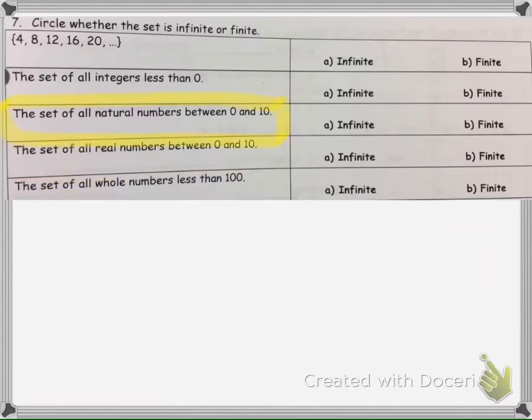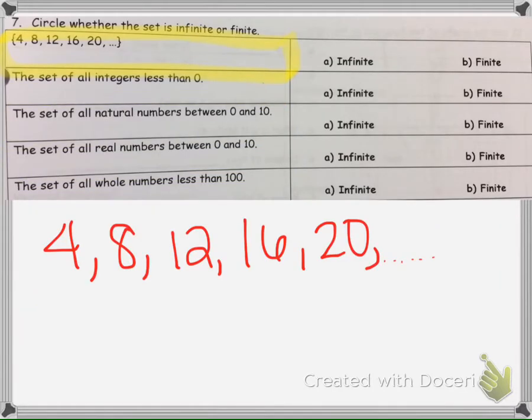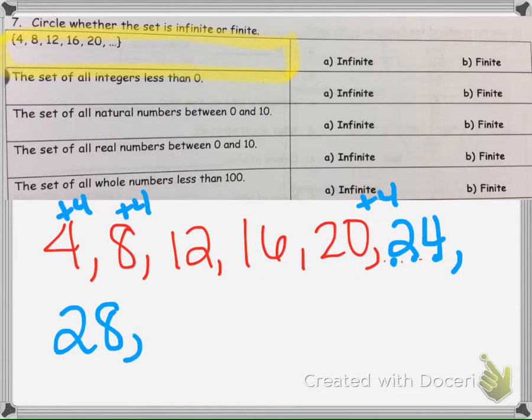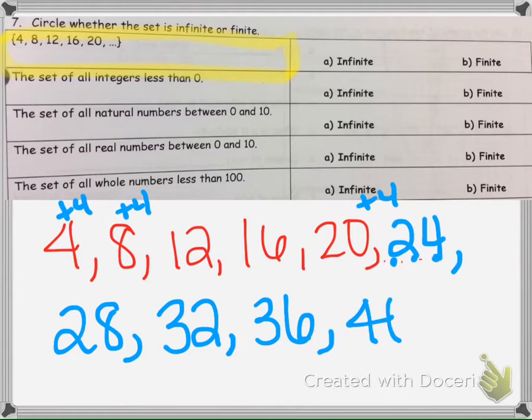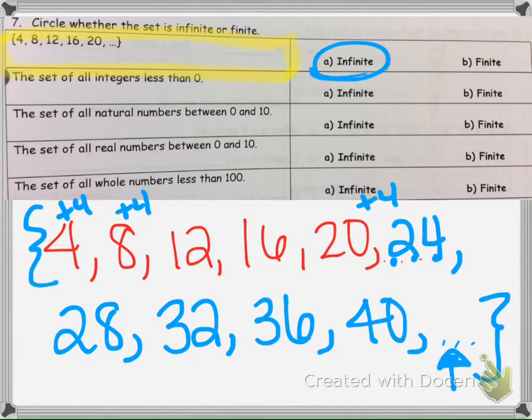Okay? So if we take a look at the first example here, we have multiples of 4. So we're just adding 4 every time to each number. Well, it has these dots here because it's not going to just end at 20. We could keep doing that. We could add 4 to 20 and then get 24, and then we could add 4 more and get 28, and then 32, and then 36, and add 4 more and get 40, and we could keep going and going and going. So this set here doesn't end. We could keep going and going and going. So it is infinite.